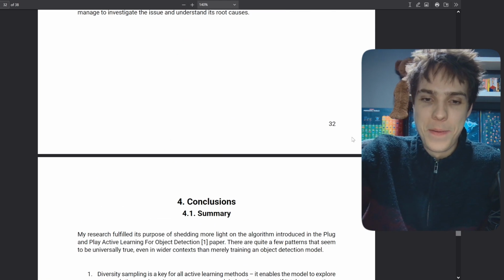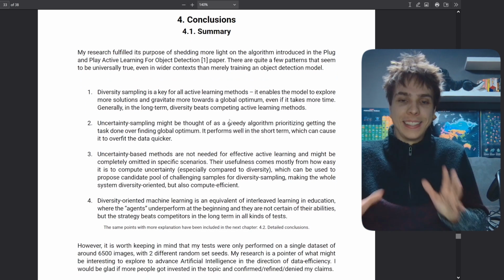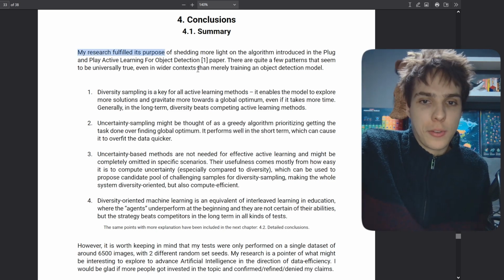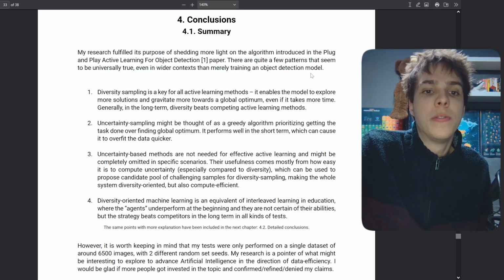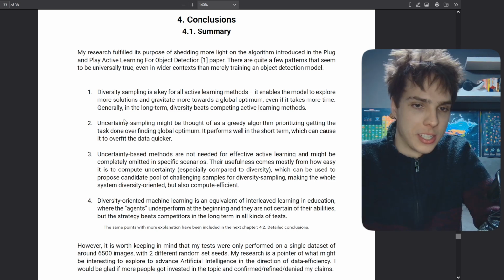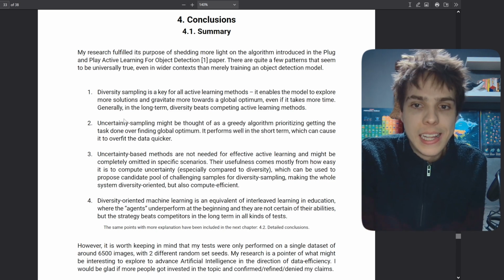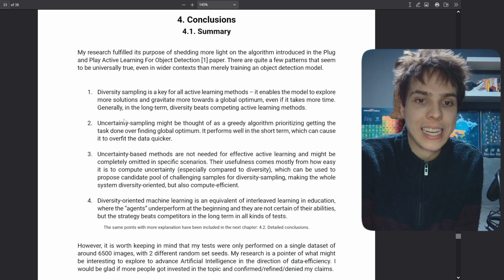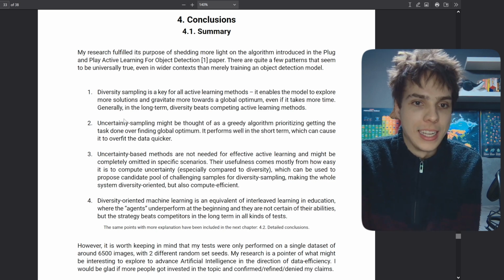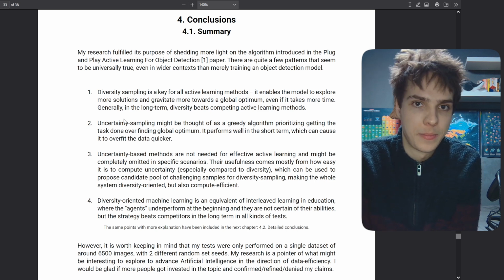This is science. But then we get to the main conclusions, and I'm just gonna read it. My research fulfilled its purpose, of course. There are quite a few patterns that seem to be universally true, even in a wider context than merely training an object detection model. First, diversity sampling is key for all active learning methods. It enables the model to explore more solutions and gravitate more towards a global optimum, even if it takes more time. Generally, in the long term, diversity beats competing active learning methods.